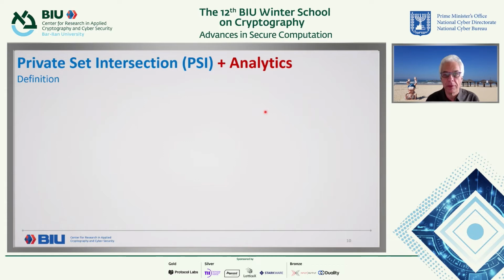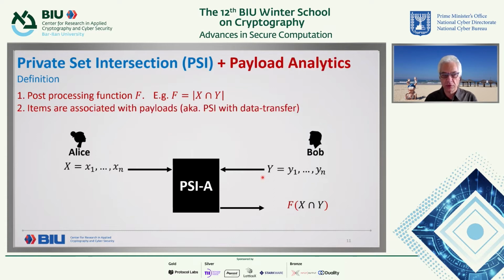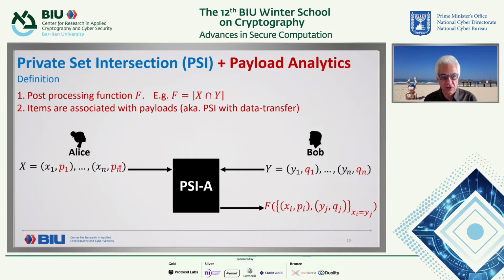So in addition to computing the intersection itself, we might want to do analytics on it. Here we have the sets, but Bob doesn't want to learn the intersection, he needs to learn some function of the intersection, say the size of the intersection. Another option is with payloads. Here, each item has a payload associated with it, say the rating, and you want to compute some function of the items in the intersection and the payloads. So here it's a more complex function.